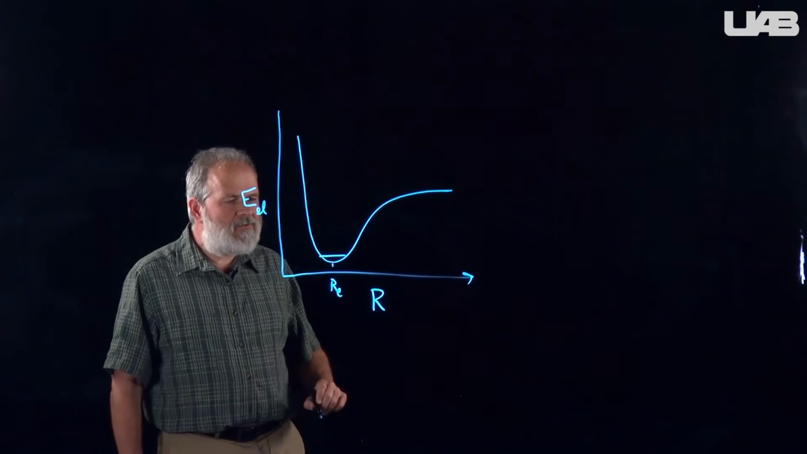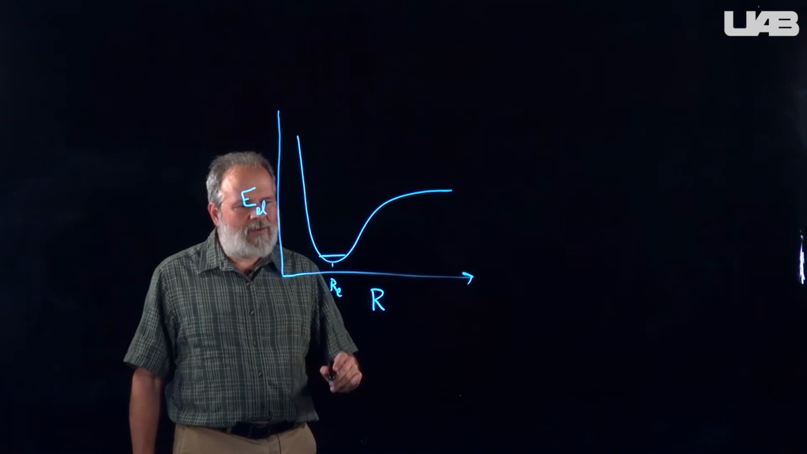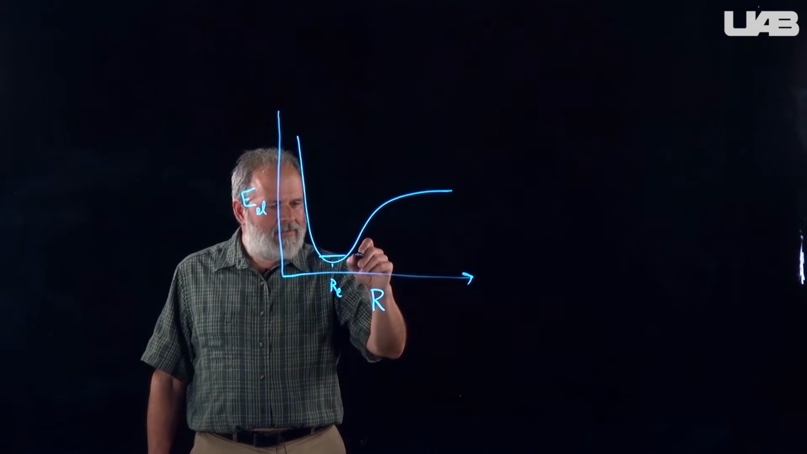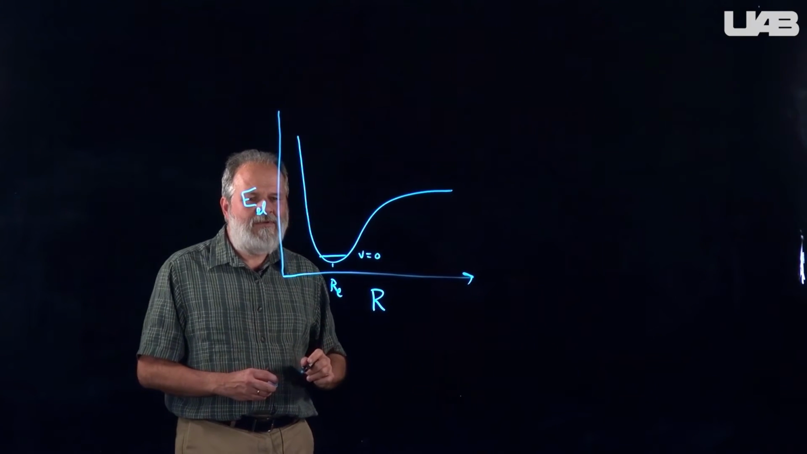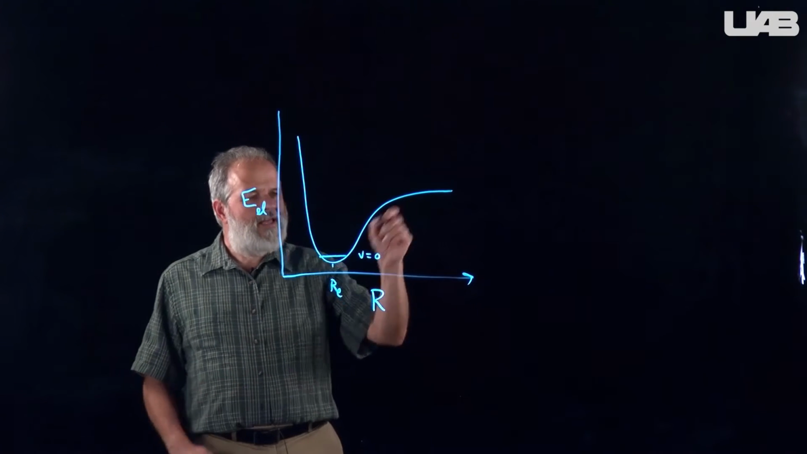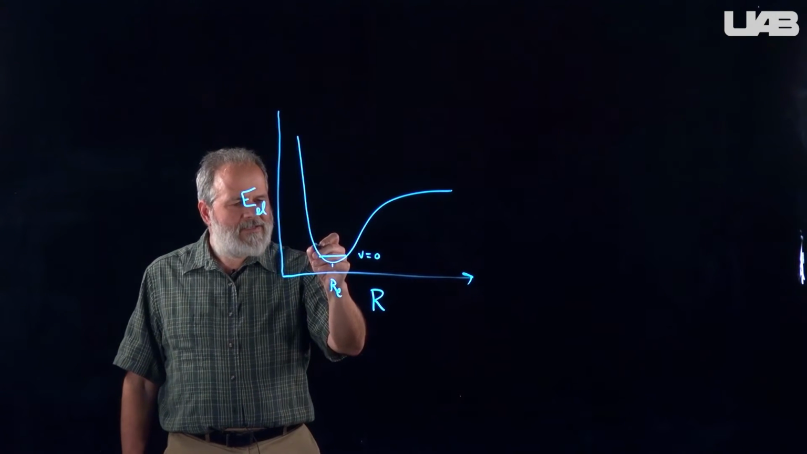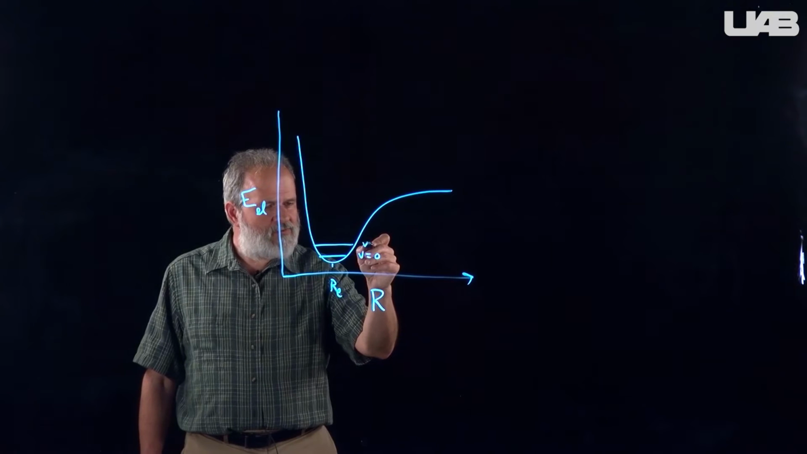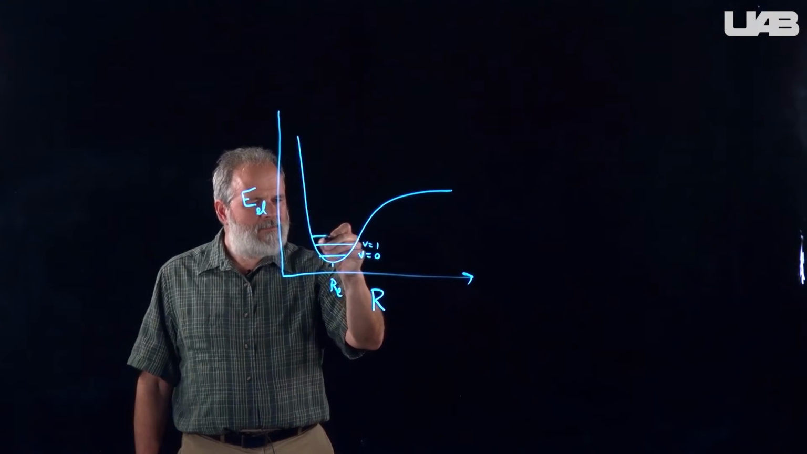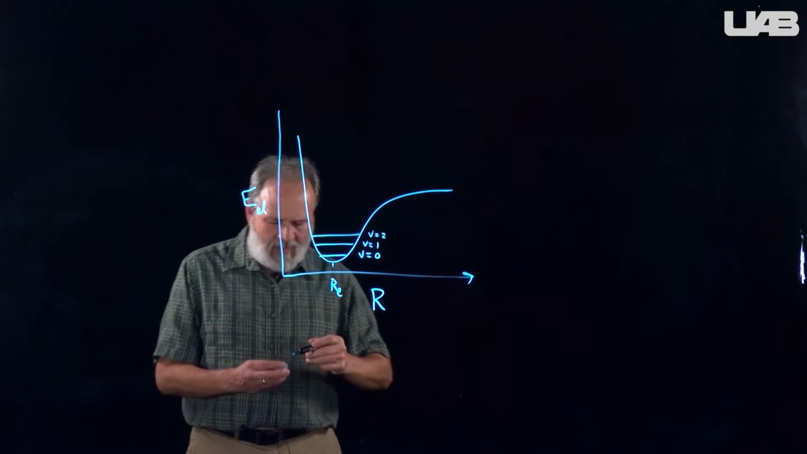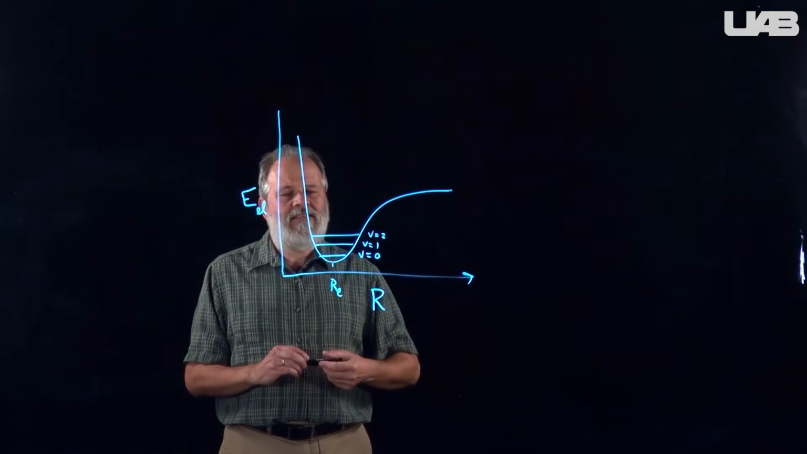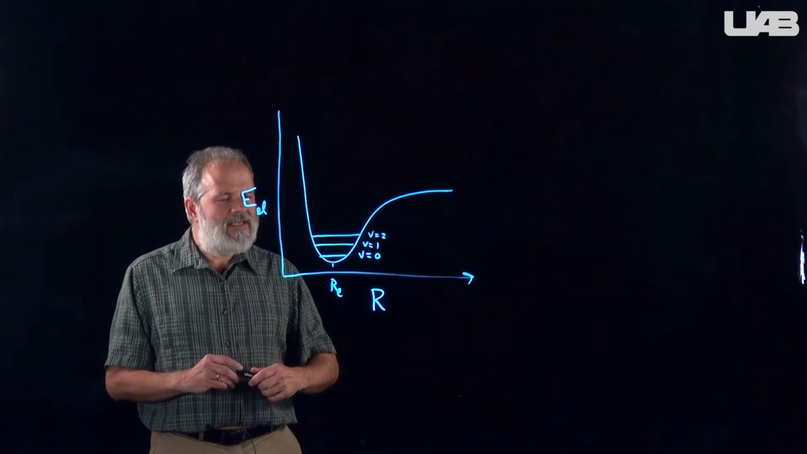On top of the electronic energy is the vibrational energy, and the lowest vibrational energy has a quantum number V equals 0, and so this is what it would look like for a diatomic. Higher excited vibrational levels would be like V equals 1 and 2 and so on. All right, so what we're going to do is actually talk about the excited state.